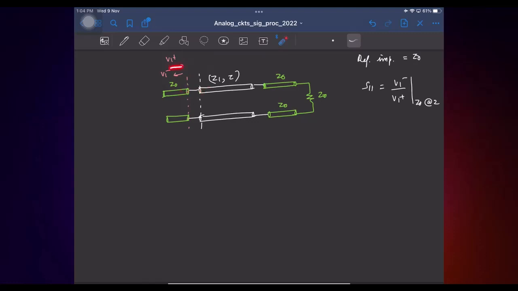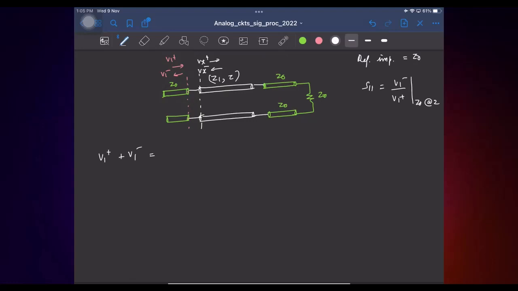But if this is V1 plus, the forward current is V1 plus by Z0 at this end. But if the same forward voltage goes here, so if this is also V1 plus, this will say that the forward current is V1 plus by Z1. That's not possible. And that's happening because this has a different characteristic impedance than this guy. So here I will have a different forward voltage and a different reflected voltage. Is that okay?